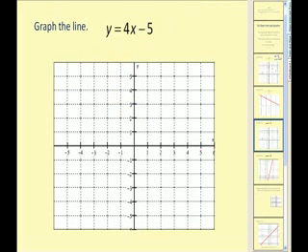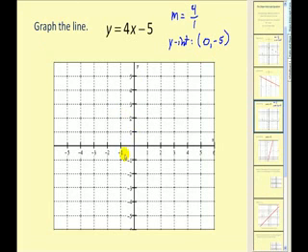Let's identify our slope and our y-intercept. In this case, our slope is 4, but to make use of a slope, it needs to be in fraction form. So we'll write 4 as 4 over 1, and our y-intercept is going to be the point (0, negative 5). Notice we must take the sign with it to identify the y-intercept. So let's go ahead and plot our y-intercept of (0, negative 5). And from the y-intercept, we're going to use the slope to find additional points.